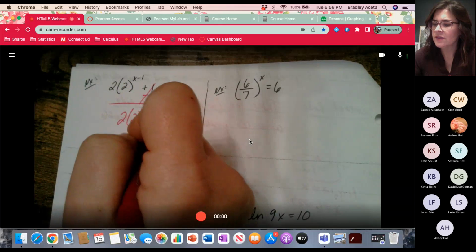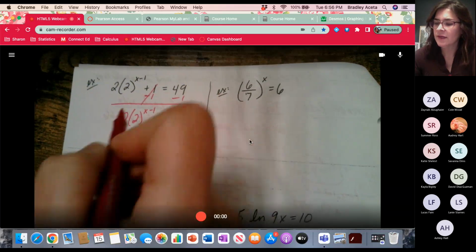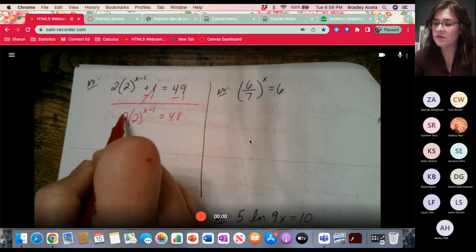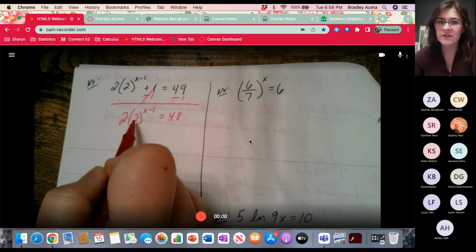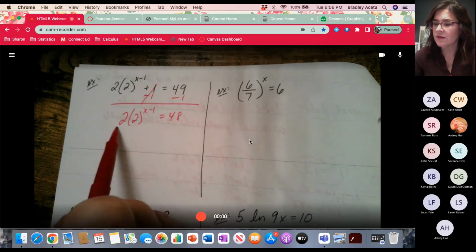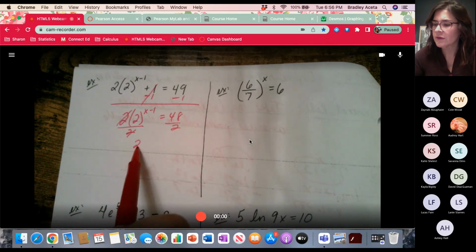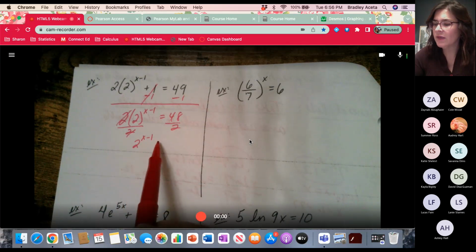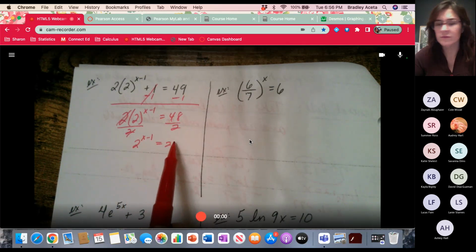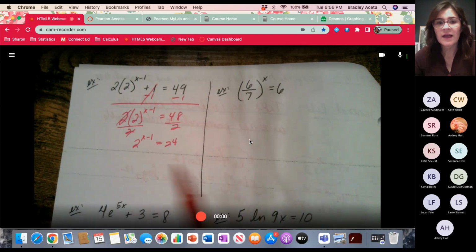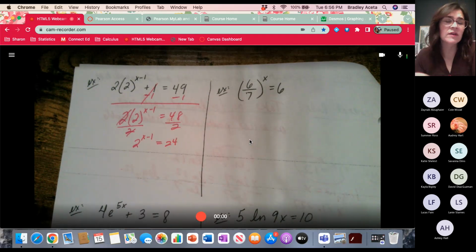2 times 2 to the x minus 1 equals 48. And then this 2 right here, you can actually divide out this 2, not this one. This is the base that has the exponent. I'm going to divide out the 2. So now I have 2 to the x minus 1 equals 24. And now you have it in the form that we were solving from before.